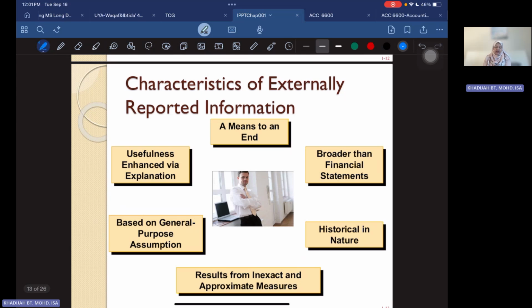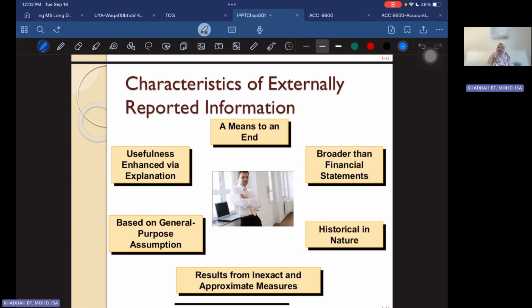All right, for example, here is usefulness enhanced via explanation. It means that not only do you see numbers in the financial statements, but sometimes there is some explanation that would be useful to the decision makers. All right, a means to an end. So when you come up with a financial statement, that is not the end of it. You're going to use this financial statement for decision making, and that decision making is the end. So you use it as a means to an end. You use the information to make decisions.